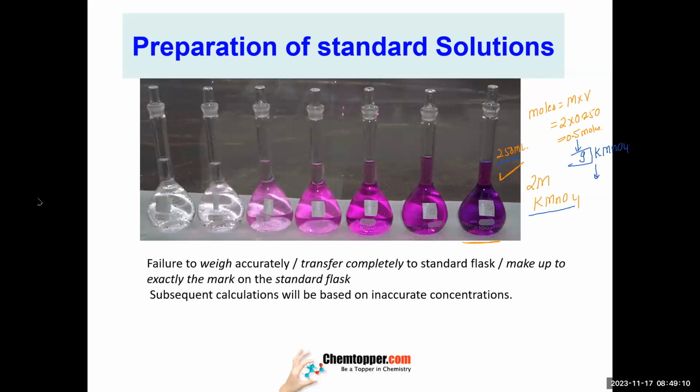Then add more water, come closer to this level. This is the mark. You want to be very accurate. Keep adding water. When you're closer to this mark, add water drop by drop, keeping your eye exactly at the same level. So you can see the lower meniscus, right? And once you touch the mark, stop adding water, then shake it properly and your solution is made. And what's the molarity of the solution? 2 molar, right?